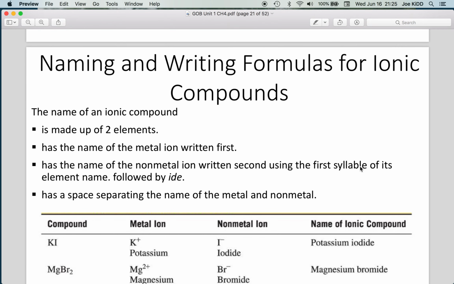You will be expected and must be able to write a formula for an ionic compound from the name, and to take the name of an ionic compound and write the formula. Most students find one way to be easier than the other, but you really should practice both. Your homework is going to be a really good source of practice for this.